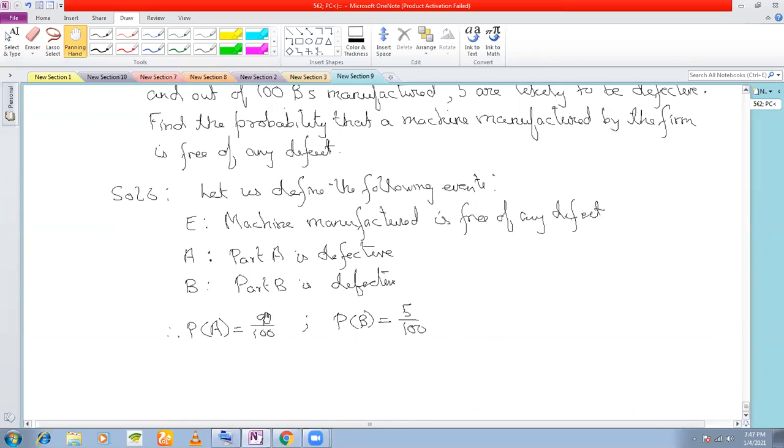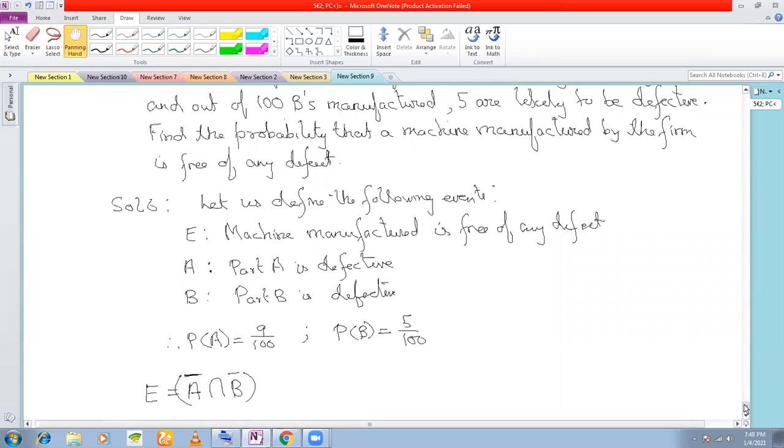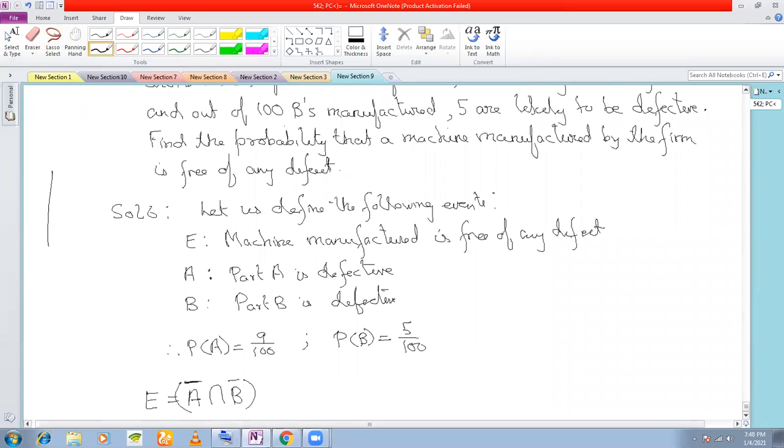Find the probability that the machine manufactured by us is free from any defect. Free from any defect means both A and B are free from any defect, right? So the event E consists of A bar, A is free of any defect, and also B is free of any defect. If both A and B are free from defect, then only we'll get a machine that is free of any defect. So A bar intersection B bar.